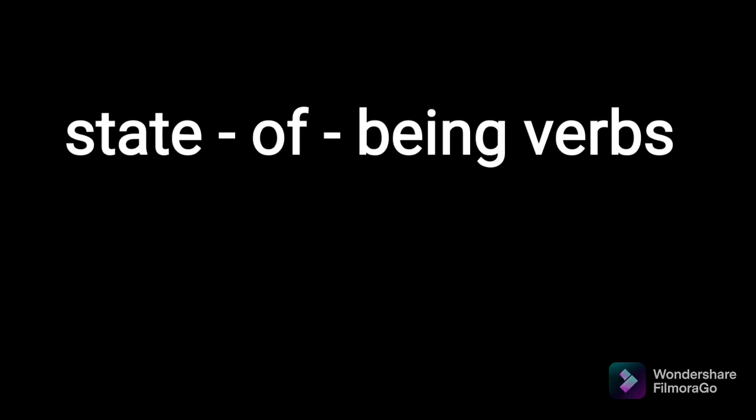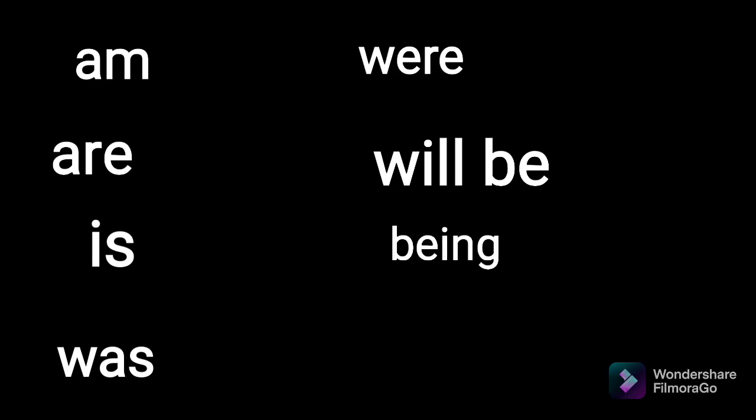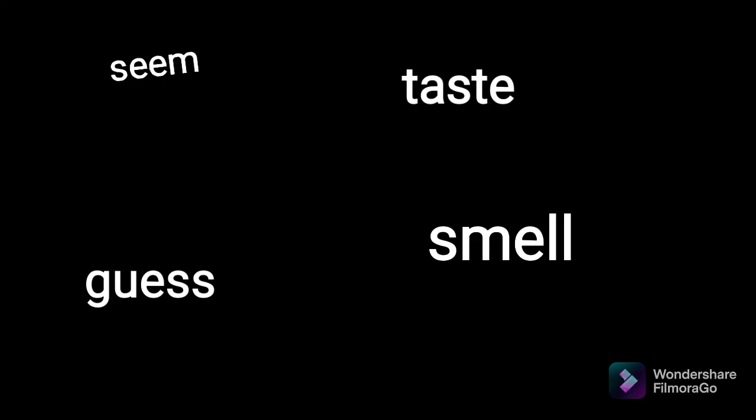State of being verbs identify who or what the subject is, was, or will be. Most of the state of being verbs are forms of to be, which are am, are, is, was, were, will be, being, been. There are other state of being verbs such as seem, appear, feel, taste, smell, etc. It describes the state of being of the subject rather than describing the action.